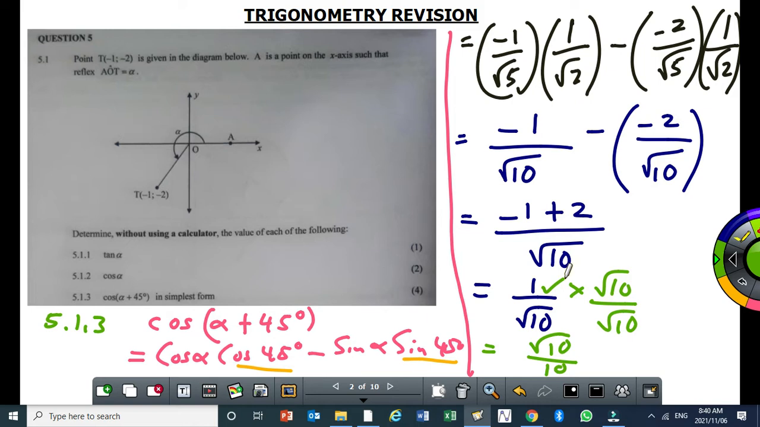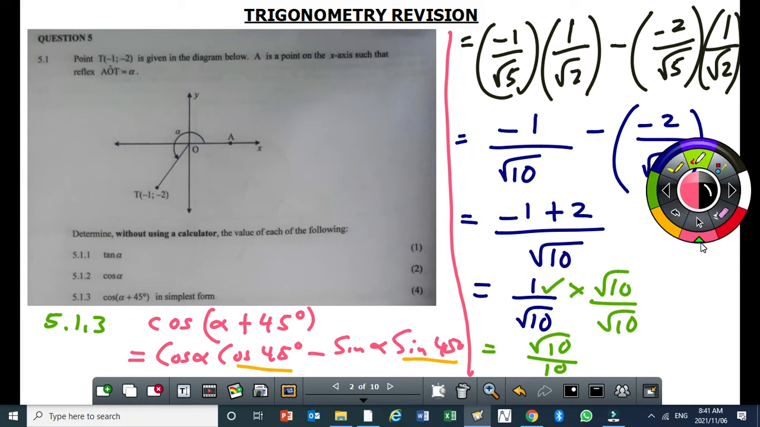Right? In actual fact, in my opinion, and then I will stop here. Okay, will actually indicate that they didn't use the calculator. Because this answer here, square root of 10 over 10, you can only get it either if you know how to rationalize or if you use the what? A calculator.